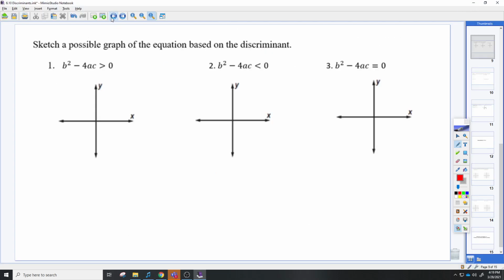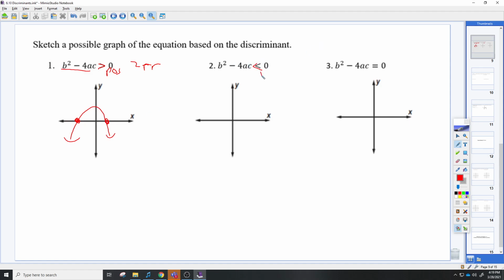Last thing I'll go over before we end this is these problems here. So again, it's just using the idea of how many roots there are. It just says sketch a possible graph of the equation based on the discriminant. Remember, if the discriminant is positive, like this, that means there's 2 real roots. I'm going to say 2RR, 2 real roots. Again, just pick 2. And this one doesn't matter if it's a happy or a sad face. You can draw it this way if you want. We just know it crosses twice.